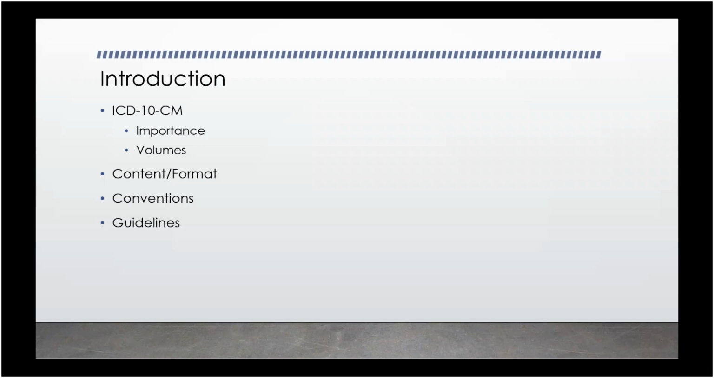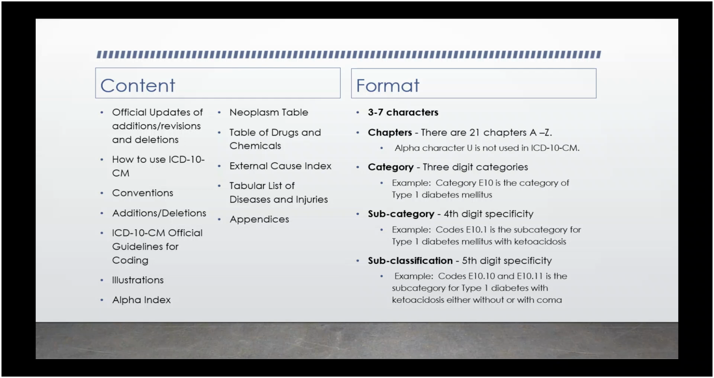Other things we're going to look at are the content, the format, conventions, and guidelines. So first we have our content. We have the official updates of additions, revisions, and deletions. Depending on the publisher, what's included and what's not included as far as content goes can differ. Then there is how to use the ICD-10-CM. If at any point you go blank and don't remember exactly how you look something up, make sure that you have that marked in your ICD-10.